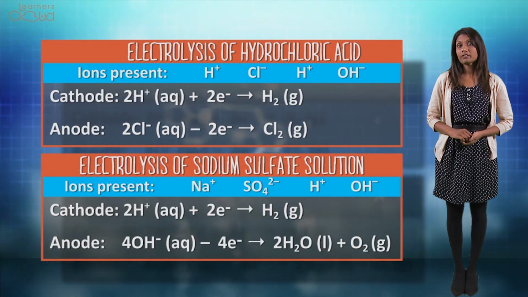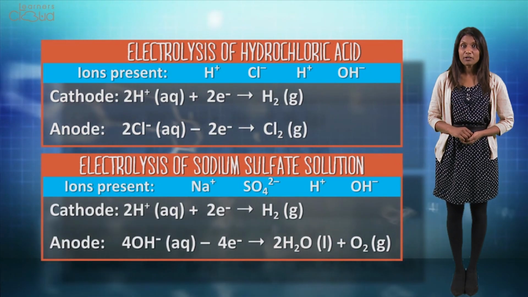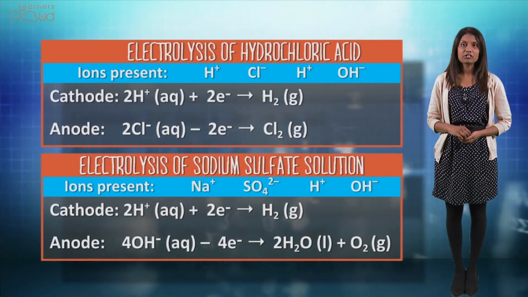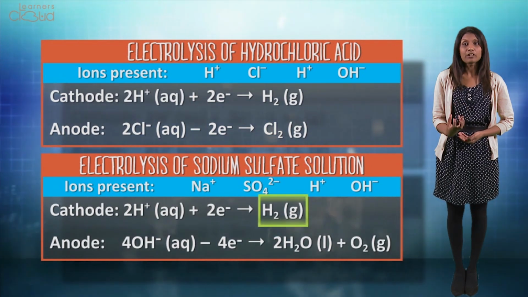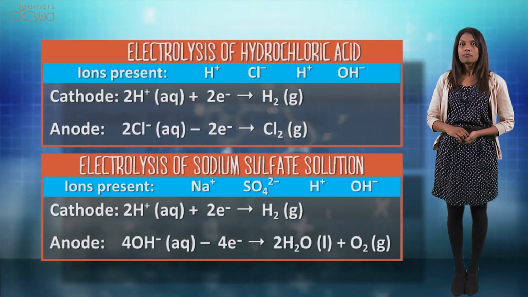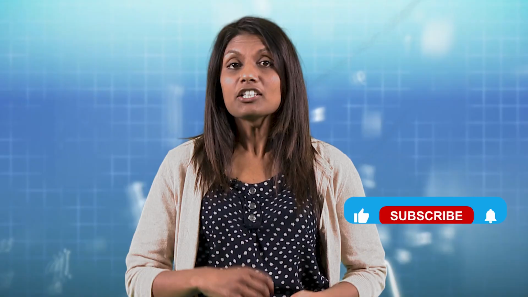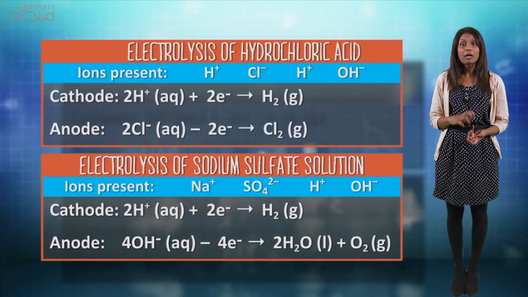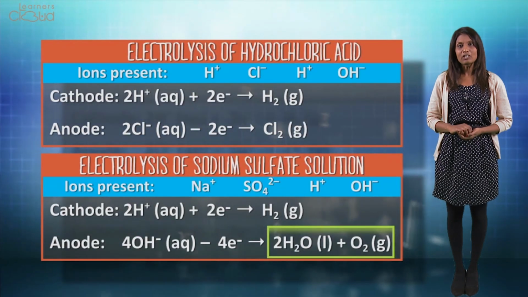The electrolysis of the sodium sulfate solution, however, is a little bit more complicated. Positive sodium ions and hydrogen ions migrate to the negative cathode. Because sodium is found higher up on the reactivity series than hydrogen, it's the hydrogen ions that gain electrons to form hydrogen gas. Negative sulfate ions and hydroxide ions migrate to the positive anode. Sulfate ions are too stable to be discharged, so the hydroxide ions combine with each other to form water and oxygen gas.